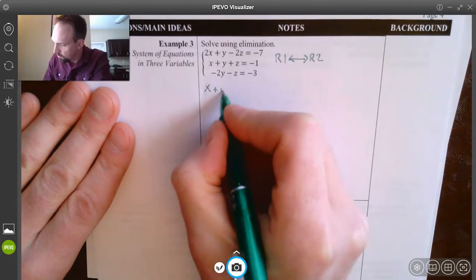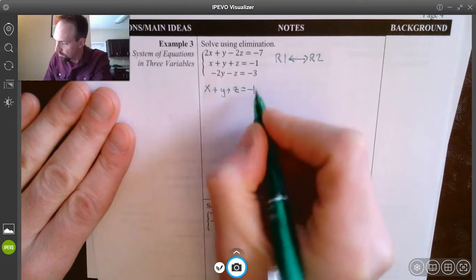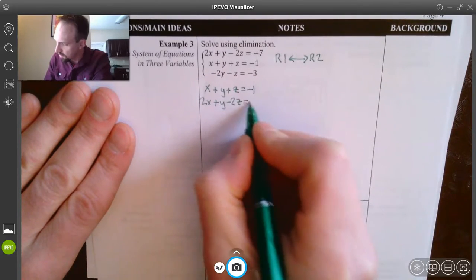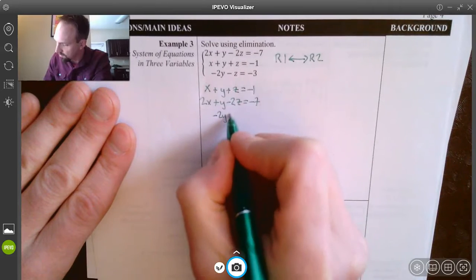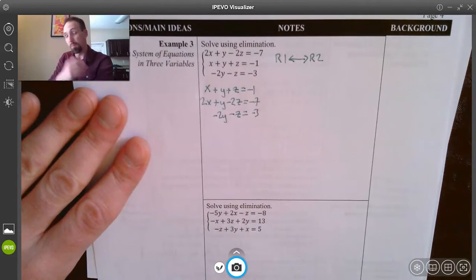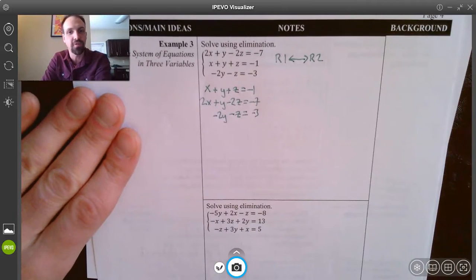So I have x plus y plus z equals negative 1, and then 2x plus y minus 2z equals negative 7. Row 3 stays the same. Negative 2y minus z equals negative 3. So now row 1 has a leading coefficient of 1.